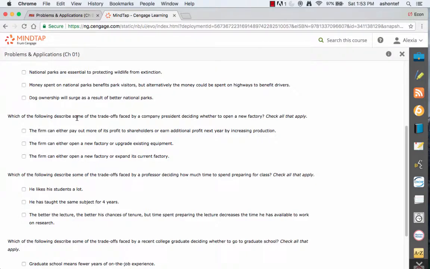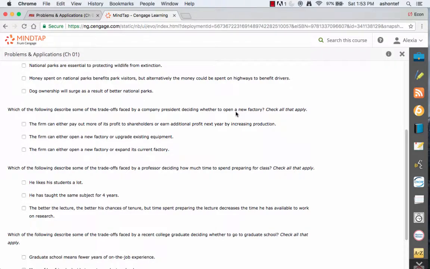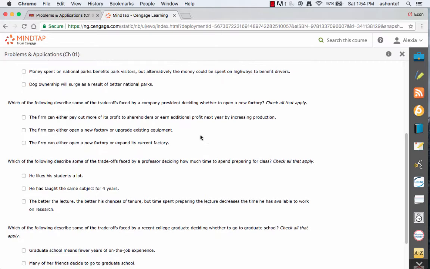The next part says, which of the following describes some of the trade-offs faced by a company president deciding whether to open a new factory? So again, do the same thing as we've been doing. Think about trade-offs, so that's something the company is going to have to give up, and think about it from the point of view of, in this case, the company president. So as you read through all 3 of those answers there, this could be a little hint here, if all 3 of them are trade-offs that the president would have to take into account, then they're probably all going to be trade-offs that the president has to deal with.